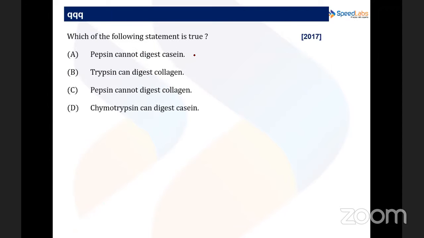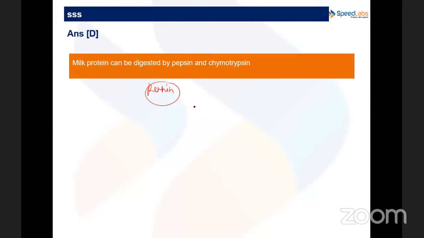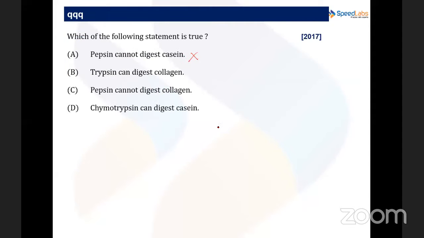Pepsin can digest casein, and that is incorrect. Chymotrypsin can digest casein, and that is correct. Chymotrypsin can digest casein, it is the correct option. Hence, the option D statement is true.